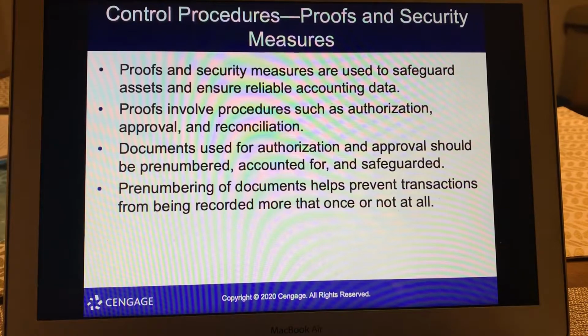Proofs and security measures are used to safeguard assets and ensure reliable accounting data. Proofs involve procedures such as authorization, approval, and reconciliation. Documents for authorization and approval should be pre-numbered, accounted for, and safeguarded. Pre-numbering of documents helps prevent transactions from being recorded more than once or not at all.